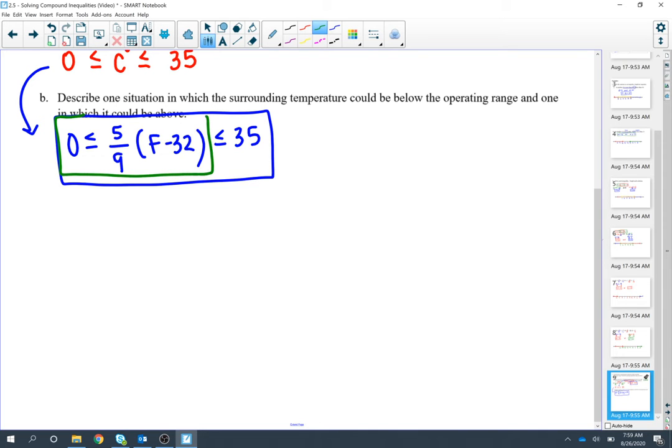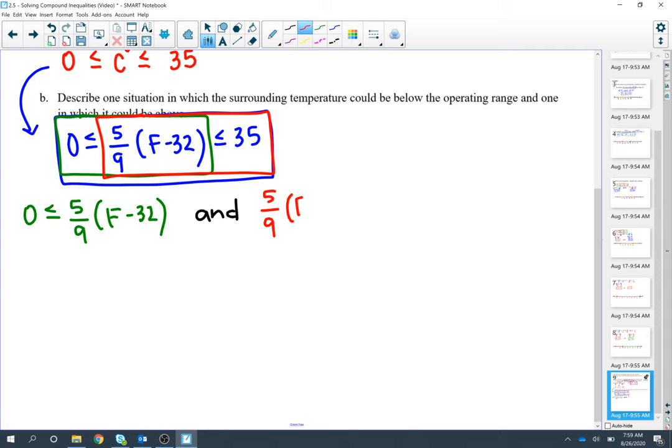So we're first going to consider the left-hand side, 0 less than or equal to 5/9 F minus 32, and the other side, 5/9 F minus 32 less than or equal to 35. Okay, I'm going to start on the left over here with this green one.